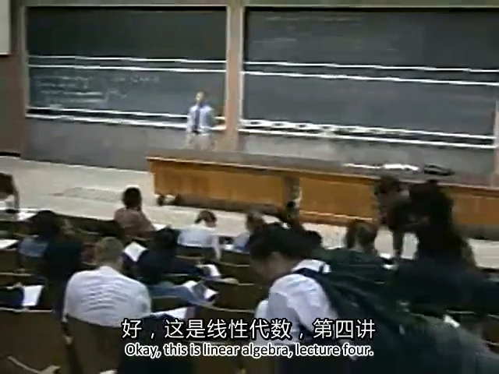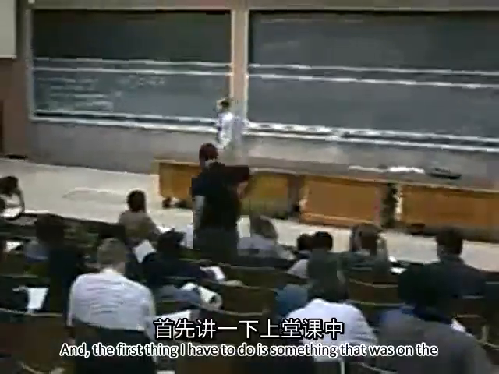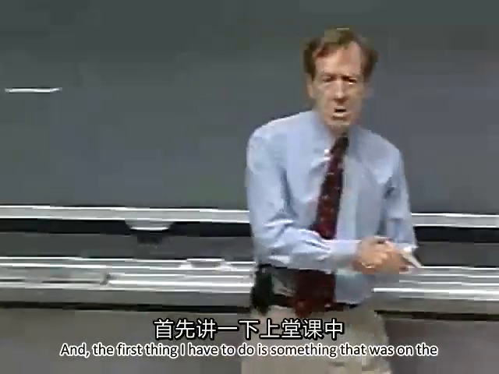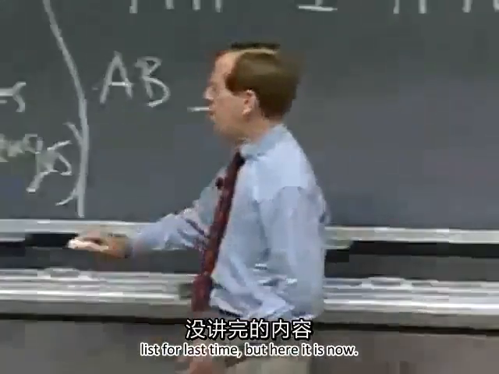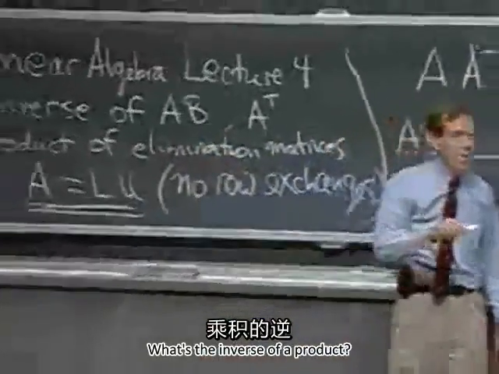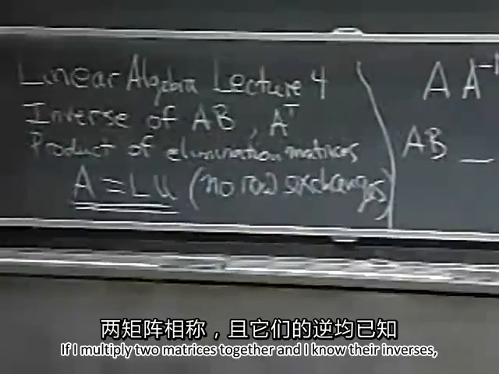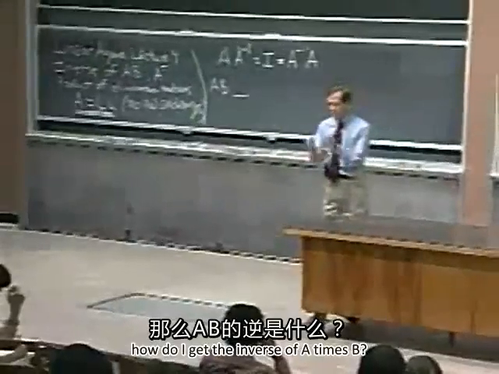Okay, this is Linear Algebra Lecture 4, and the first thing I have to do is something that was on the list for last time, but here it is now. What's the inverse of a product? If I multiply two matrices together, and I know their inverses, how do I get the inverse of A times B?